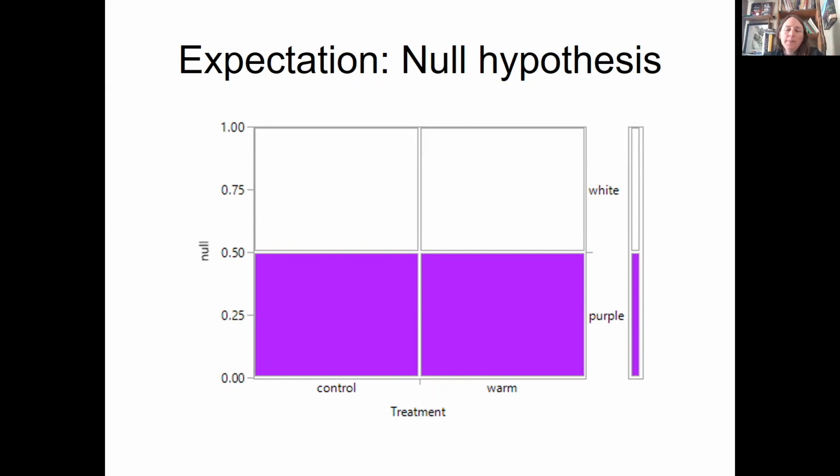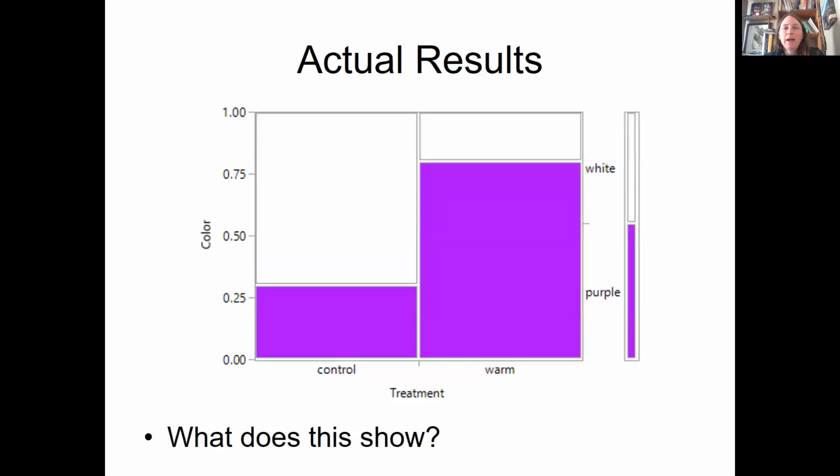you can see white versus purple is on y. Okay, now, what if when we warm the plots, we get an increase in one kind of flower color or another? Okay, so this might be the actual results, right? So what is this showing us? This is kind of a weird plot, right?